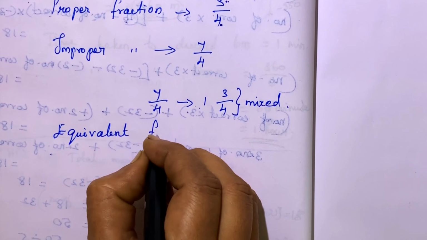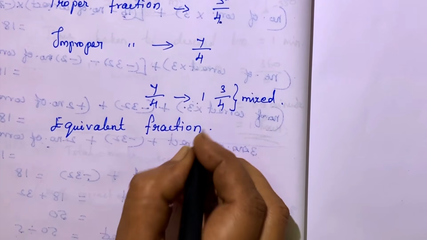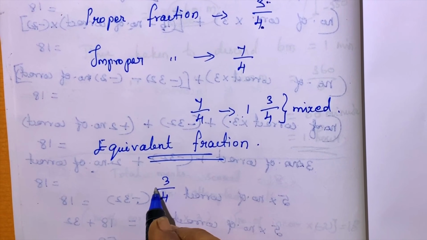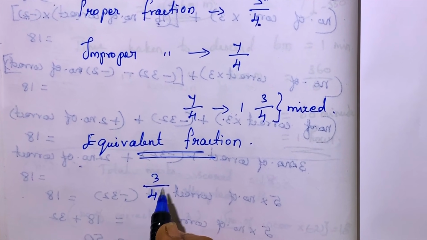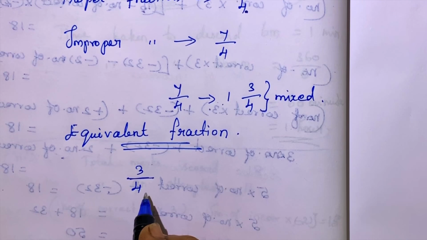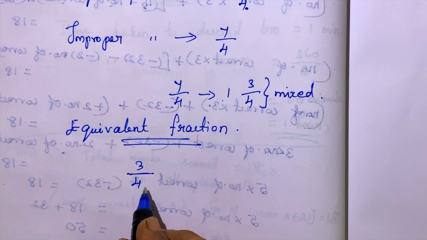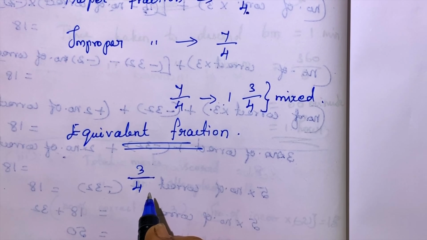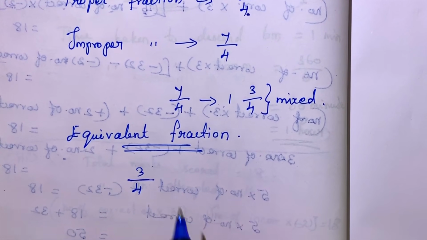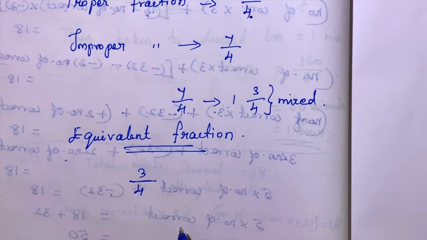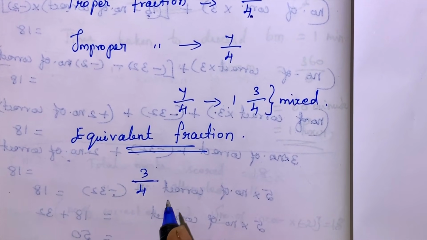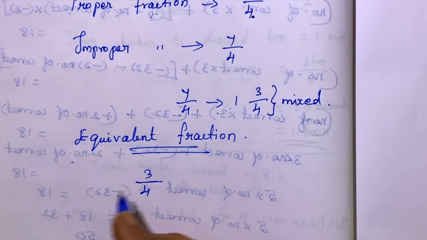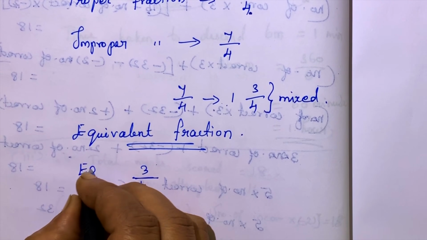Equivalent fractions. I will take the same number 3 by 4. This is a smaller number, so I am going to multiply the numerator and the denominator by the same number so that we will get the equivalent fraction. Sometimes, if you get very big numbers and the numerator and denominator have a common factor, you can divide also. You can divide by the same number so that you can get the equivalent fraction. I will show the example also.